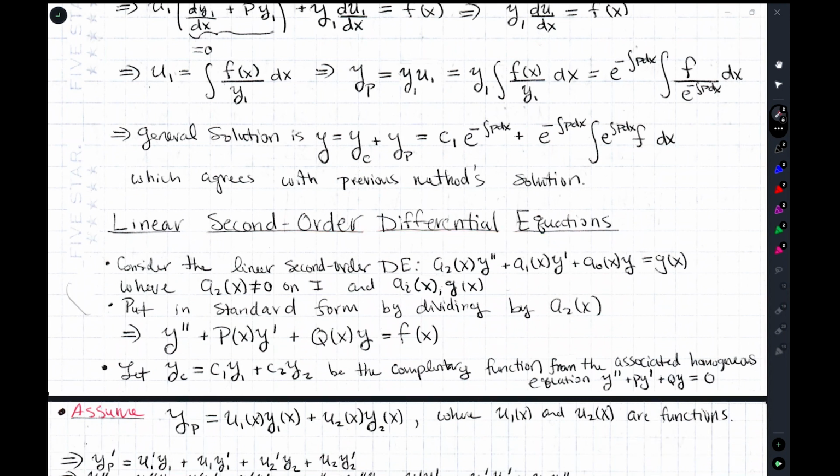So let's start with the linear second order differential equation that you see here, the non-homogeneous one. Of course, a2 does not equal 0 on I, and the coefficients and g are continuous.